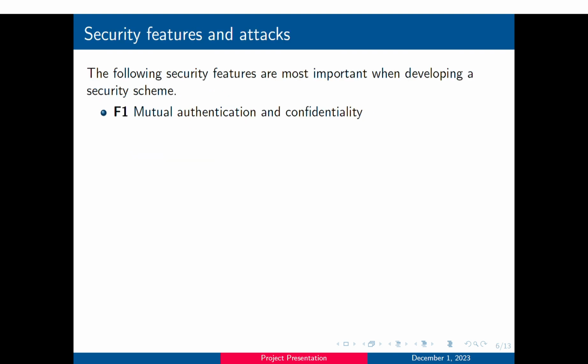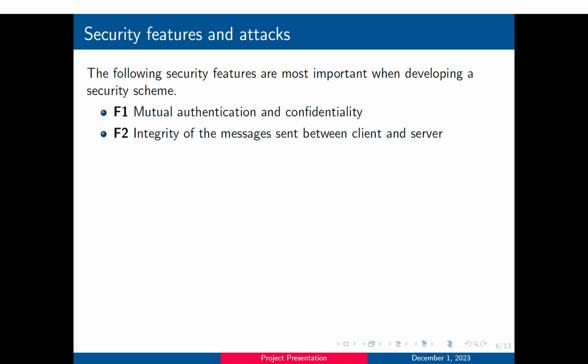When developing a security scheme, the following security features are most important. The first one is authentication between a client and server, which is a crucial security feature in protocols. It ensures that both parties can verify each other's identities and establish a secure communication channel to prevent impersonation and man-in-the-middle attacks.